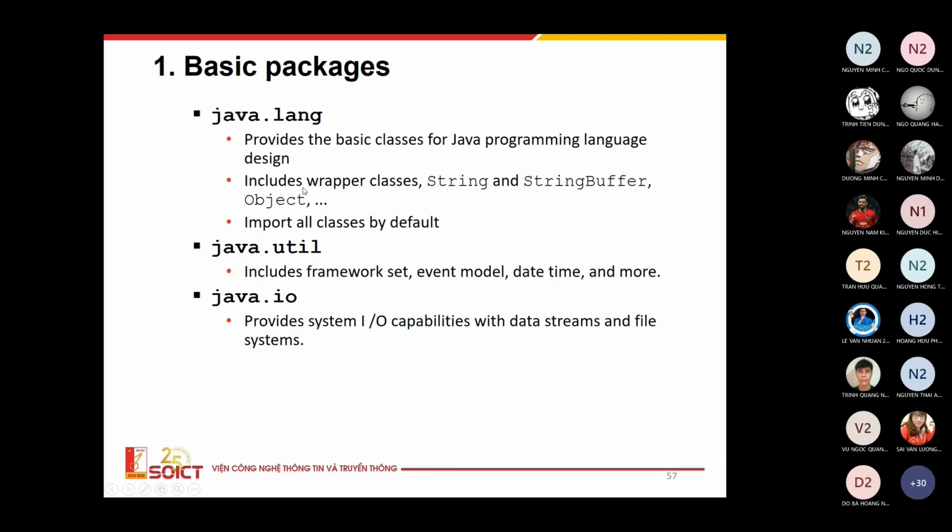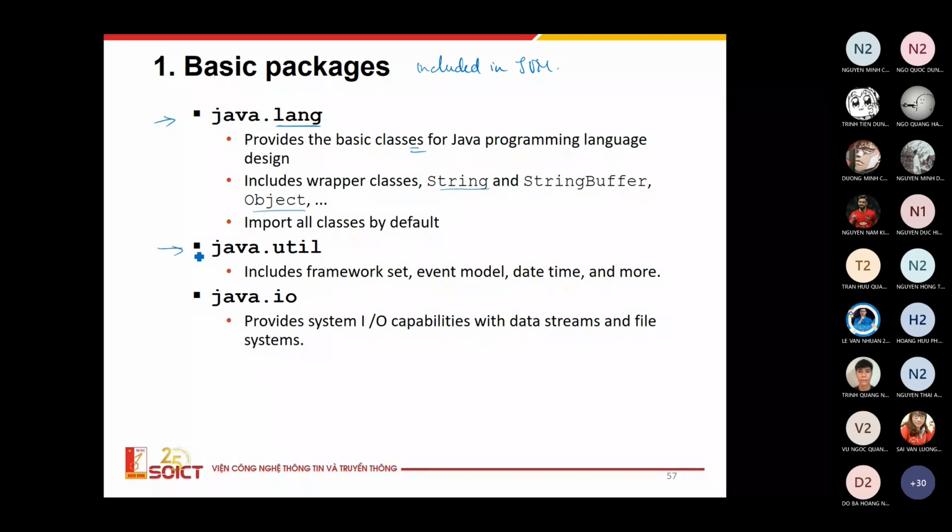So what are the utility classes? They are the basic packages we include in the JVM. For example, you can find some available packages like java.lang, which provides the basic classes for the Java programming language design. They include the wrapper classes, the String class, the Object class, for example, and it will import all the classes by default.